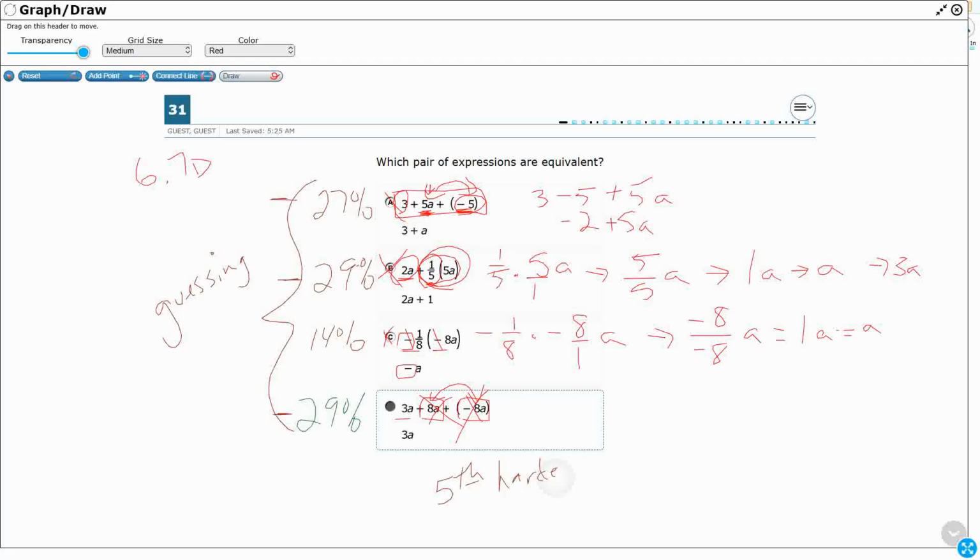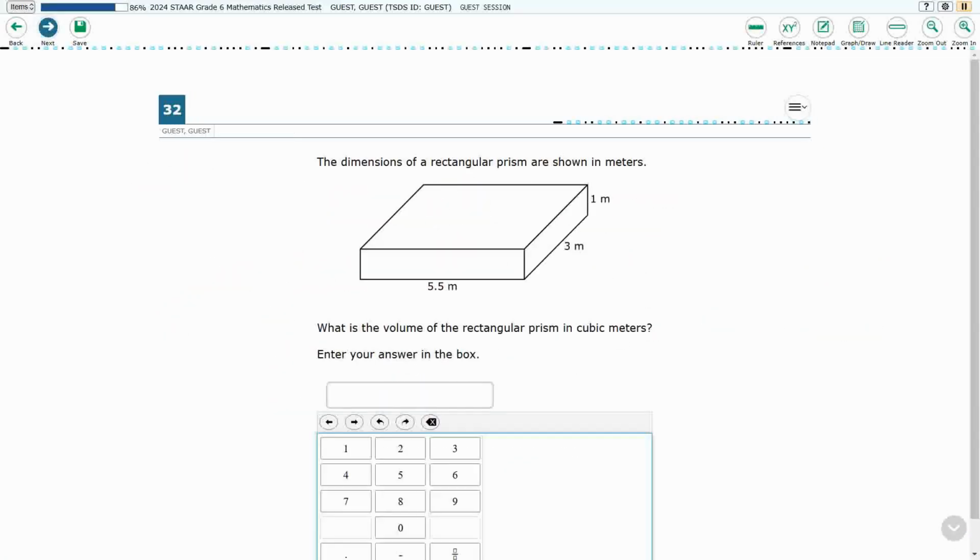So we need to spend time with our students helping them simplify terms. What happens if you add two terms? Can you add the 5a and the negative 5? What happens when you multiply 1/5 times 5a, or negative 1/8 times negative 8a? And simplify that, because that is something they need some extra practice on, as evidenced by the STAAR problem.